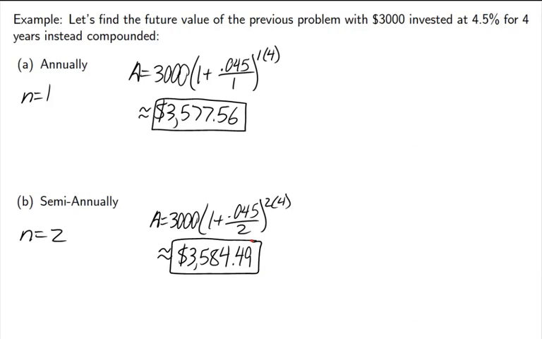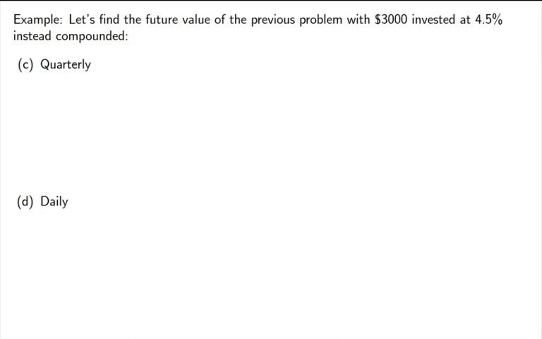Still not quite as much as when I did monthly, but more than when I do it yearly. Let's do quarterly. Quarterly means every quarter, and as you might expect, the word quarter is 4 times per year. So we would say n equals 4 this time. Let's plug this into the formula again. You'll notice this time I've used n equals 4 in this problem.